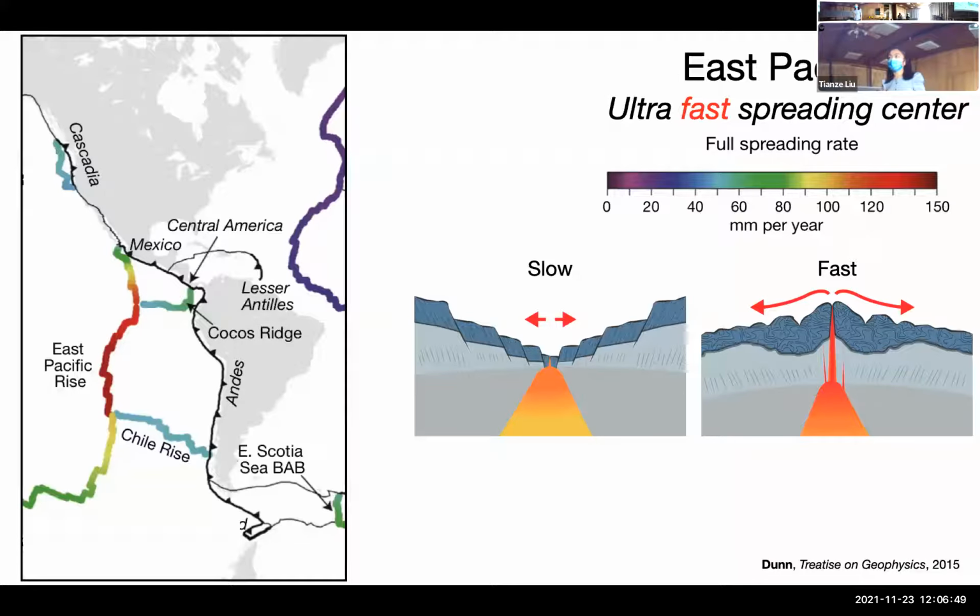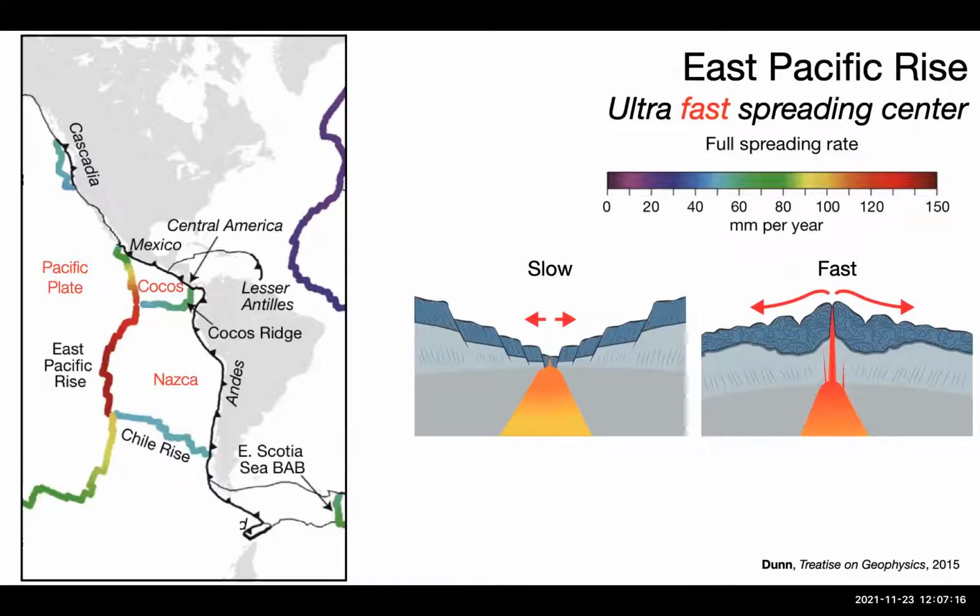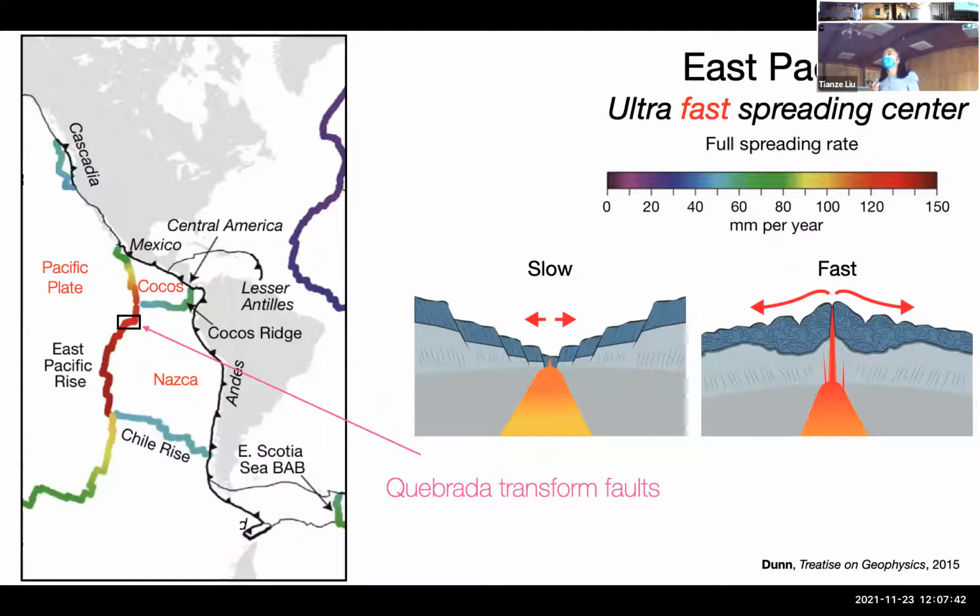Our study area, the East Pacific Rise, is an ultra-fast spreading center. It has a full spreading rate of 120 to 150 millimeters per year. The map on the left shows you the major plate boundaries, the oceanic ridge near the North and South American plates. The East Pacific Rise is the plate boundary between the Pacific plate and the Cocos and Nazca plates. There's a distinct difference in the geomorphology between slow and fast spreading ridges. Slow spreading ridges are characterized by a deep valley, but fast spreading ridges are characterized by high elevation ridges. The area that we are looking at today, the Quebrada transform fault, is located in this rectangular shape, which is the first major kink along the East Pacific Rise south of the Galapagos ridge.